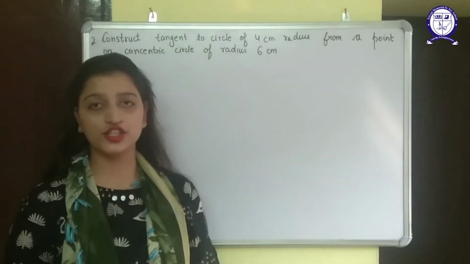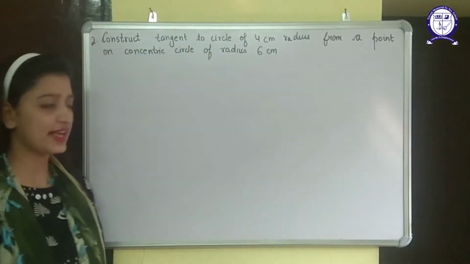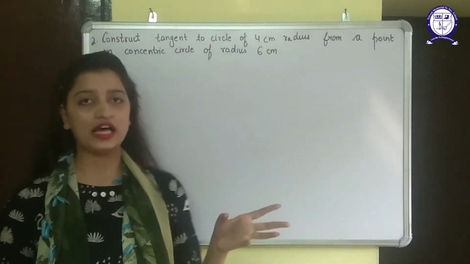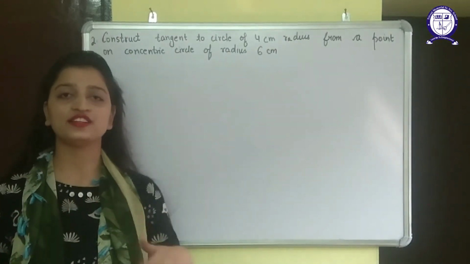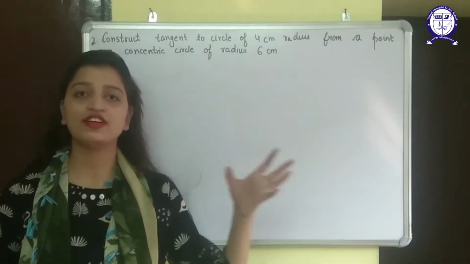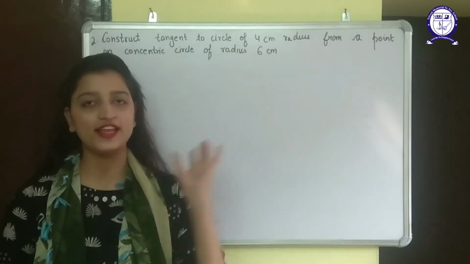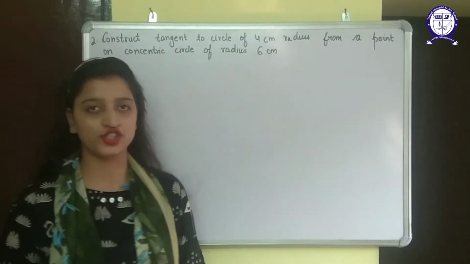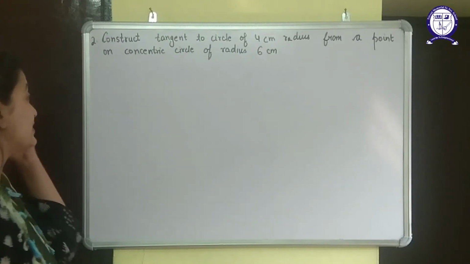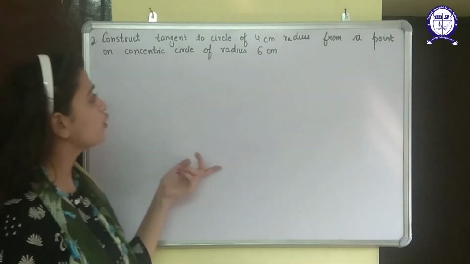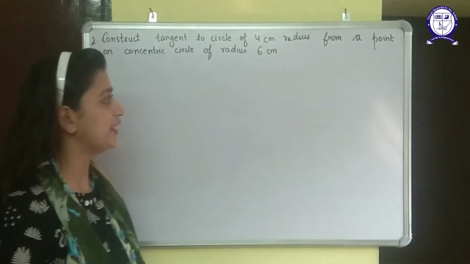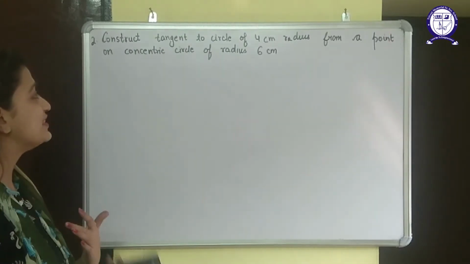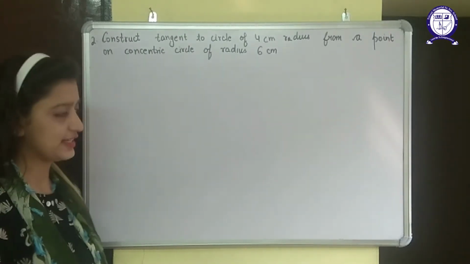Now coming to question number 2. In this exercise, all the questions have the same thing, that you need to draw the tangent. But the given things will be quite different, and all the questions are different from each other. So question 2 says, construct the tangent to the circle of 4 cm radius from a point on concentric circle of radius 6 cm.